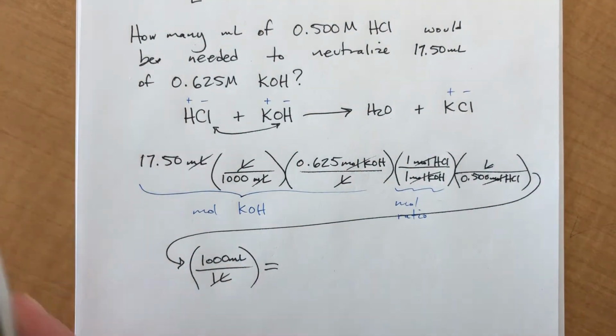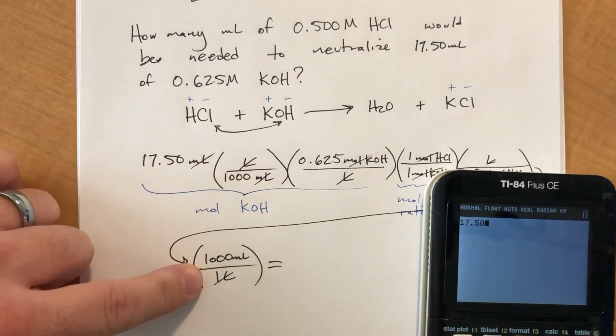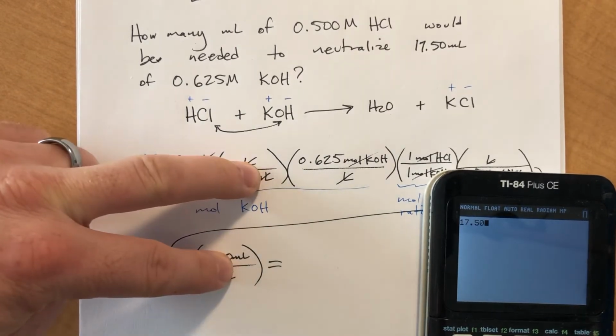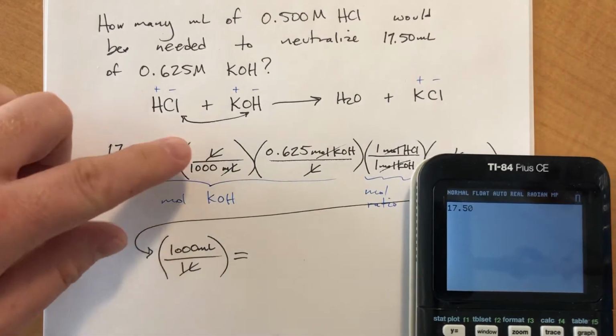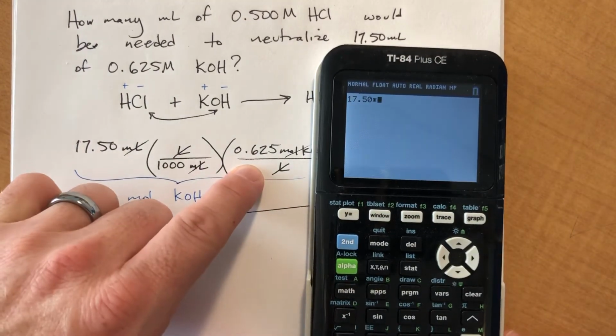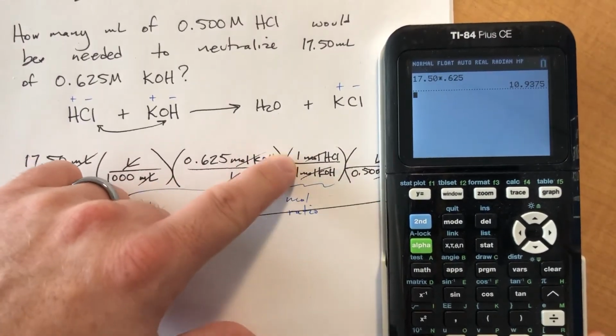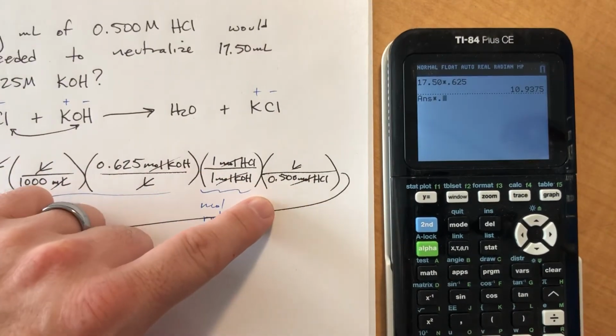So in terms of typing it in, we have 17.50, and honestly we're going to divide by 1,000 and then later we're going to multiply by 1,000, so I'm just going to ignore those. You may occasionally have to type those in, but for this one they cancel out. Then times 0.625, we don't have any mole ratio numbers in here, then divided by 0.5.